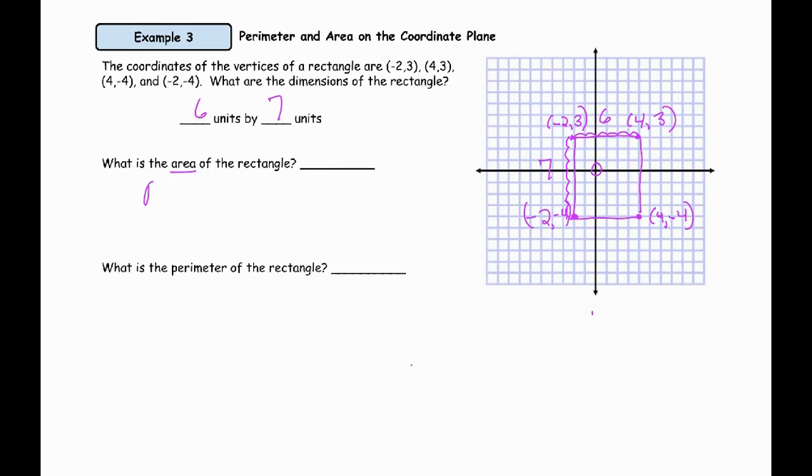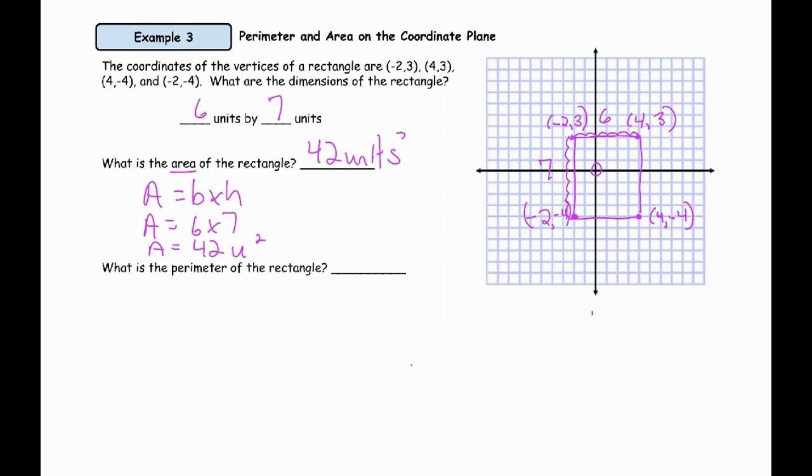And so let's go ahead and apply the formula for area of a rectangle. Area is base times height. Area equals 6 times 7. So we know our area equals 42 units squared.